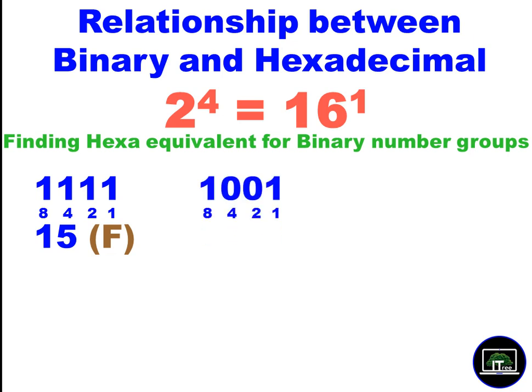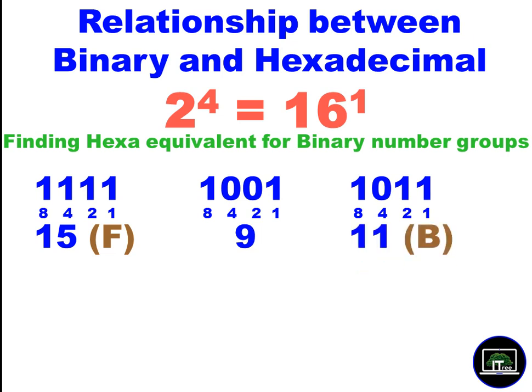Look at this one now. You can use that technique, the shortcut method, a small technique. You write 1, 2, 4, 8, starting from the right. Look now, there is 1 and 8, so 8 plus 1 is 9. Look at this number now: 8 plus 2 plus 1 is 11. What is 11? 11 is B. This one is 4 plus 2 plus 1, it's 7.